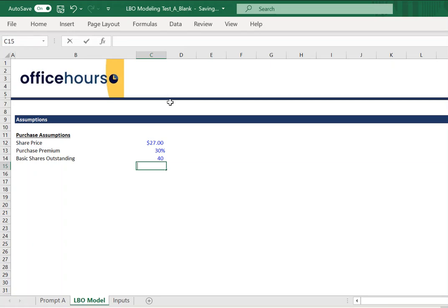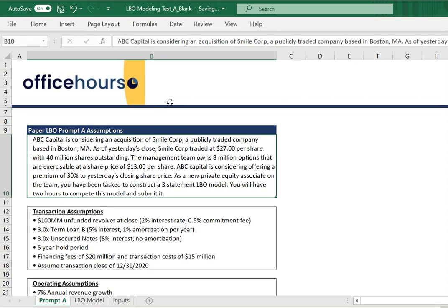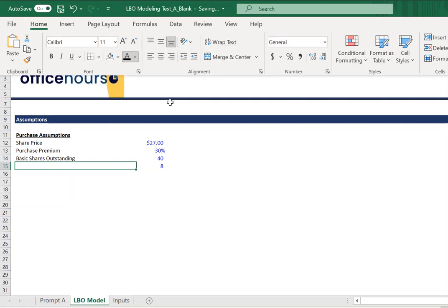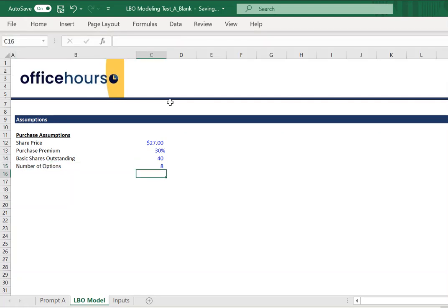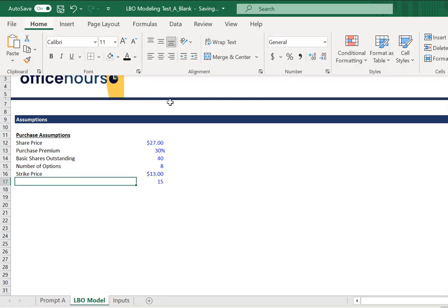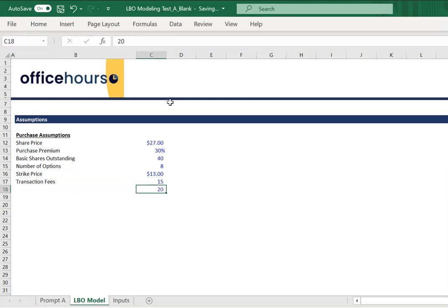There are 8 million options. The strike price of these options is $13 a share, so we're going to use the treasury stock method to determine the dilution from these options. There are $15 million of transaction fees and $20 million of financing fees. So these are our purchase assumptions.